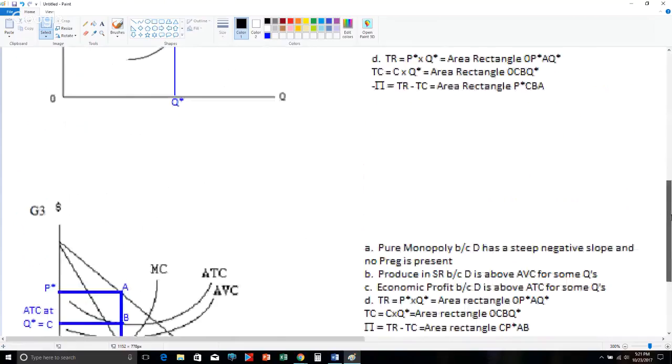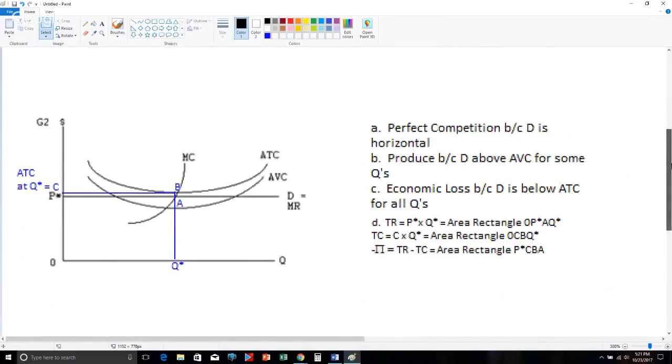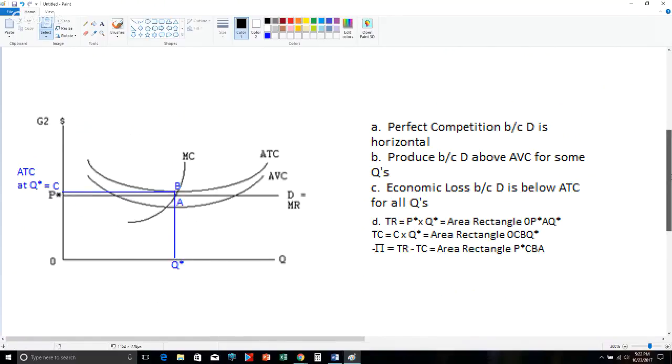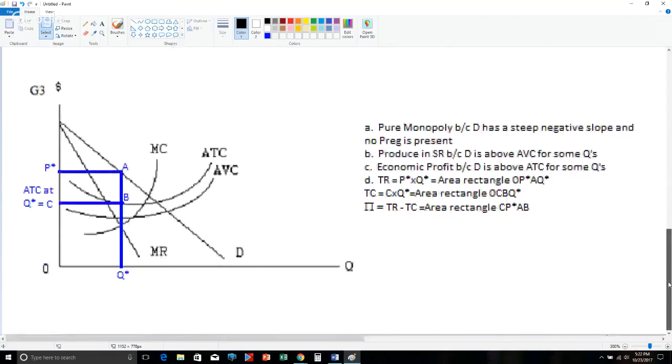Okay? And then everything we did here to find P star, Q star was based upon the intersection of MR and MC. And then finding a right-hand side boundary that starts at the highest curve above it, again, only when we produce, passes through a marked MC, and stops at the quantity axis. And that's how we solve these things.